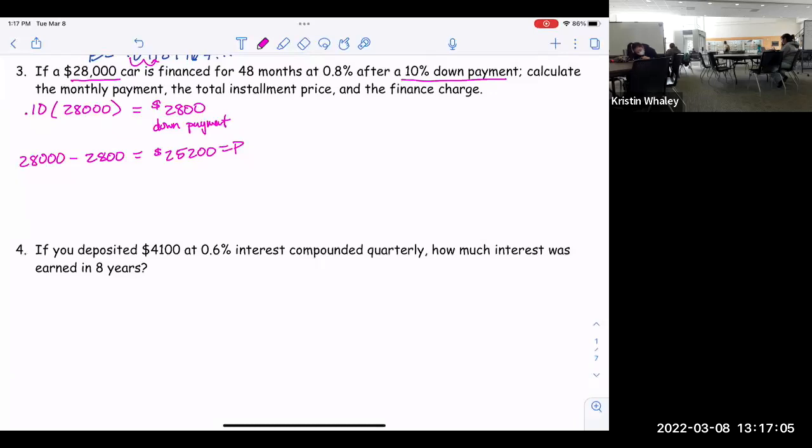So I kind of got off track there, but that's okay. I like working through this a little by little. So we have a $28,000 car. We figured out that after the down payment, the amount we're borrowing, or the amount financed, is $25,200.